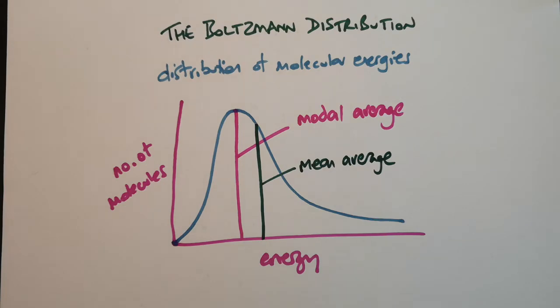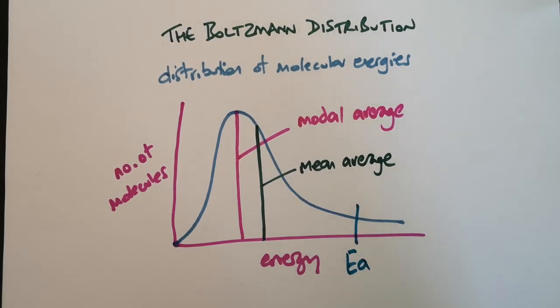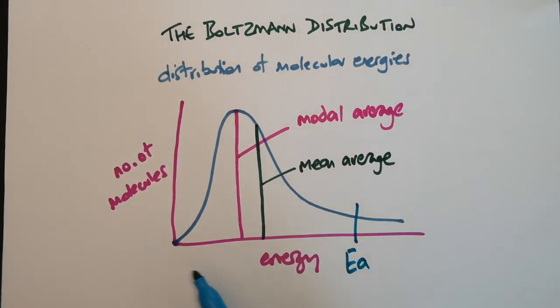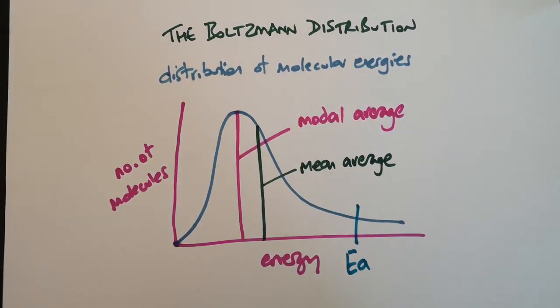Okay, now something else that's often put on Boltzmann distributions is the activation energy of a reaction. So let's say that's here. Now there are no units or scale necessarily on this. It's a sketch graph, so it doesn't really matter where the activation energy goes. But let's use it here for an example. Remember, the activation energy is the minimum energy required to start a reaction.